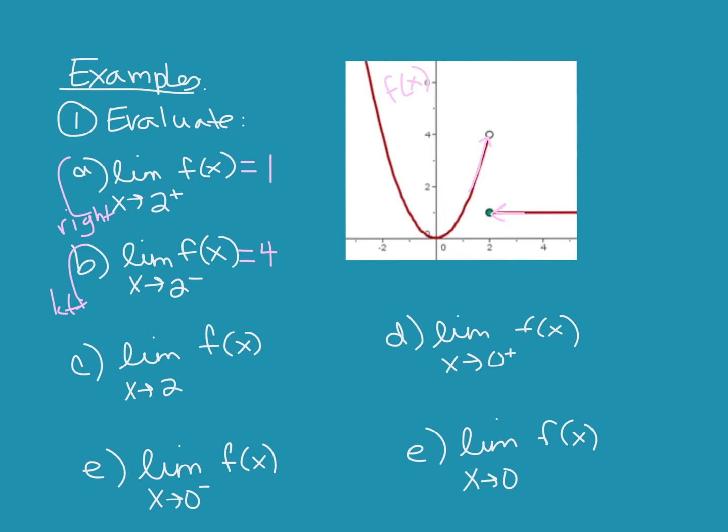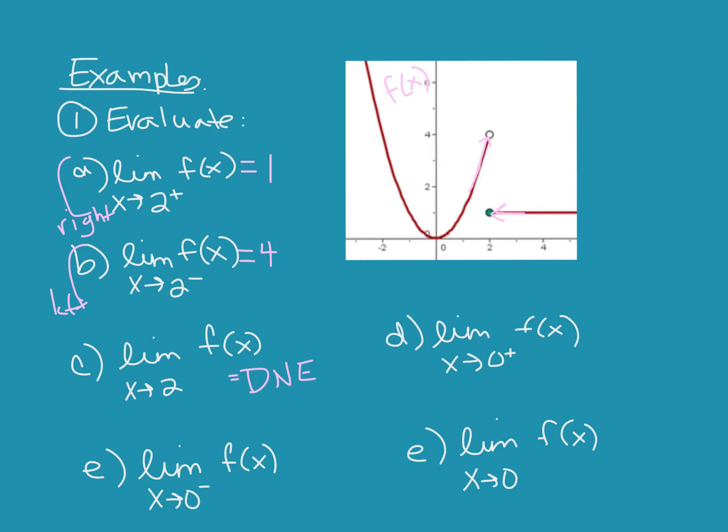Now, for part C, I have what's called a jump discontinuity. It jumps from 1 to 4. So this actually is not going to exist. So the limit as x approaches 2 does not exist. I'm going to write that as DNE. That's our shorthand way of writing it. Any teacher or professor in calculus will know what you mean if you write DNE, by the way. So the limit does not exist if the left and right-hand limits are different.